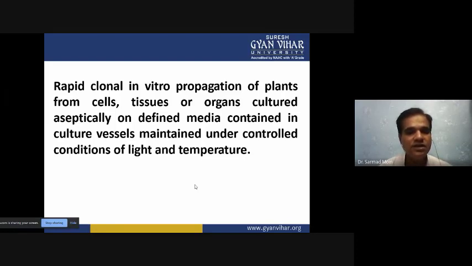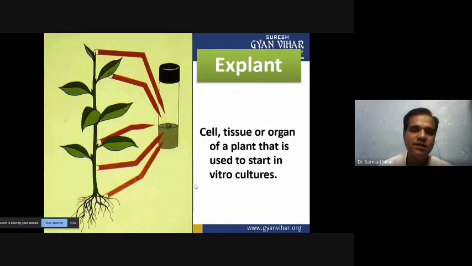Using the defined media containing the phytohormones, we can propagate these cells and tissues under a controlled environment. And because we are using a controlled environment, we have to provide light and temperature. When we are culturing the explant, we can take the explant from the shoot tip, leaf, stem, axillary bud or root tip. So when we take any of these parts for culture purposes, we call it an explant.